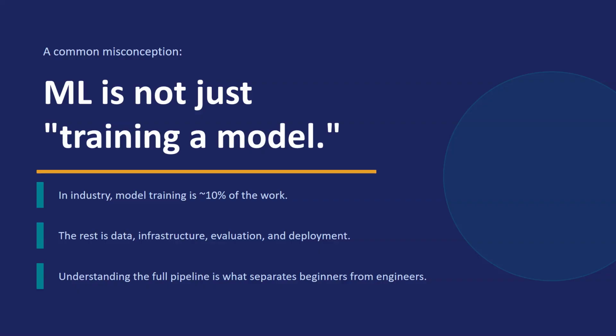In this industry, a model that's 90% accurate but poorly deployed is worthless. A model that's 85% accurate but reliably serving predictions to real users is the product. Understanding the full pipeline, not just the training step, is what separates someone who can follow a tutorial from someone who can build something that works in the real world. That's what this episode is about.